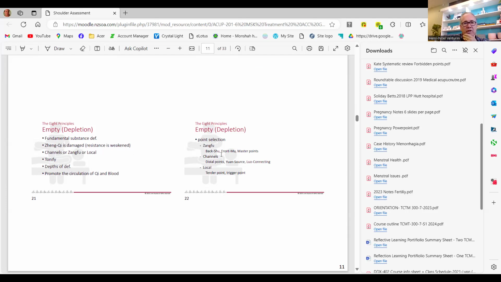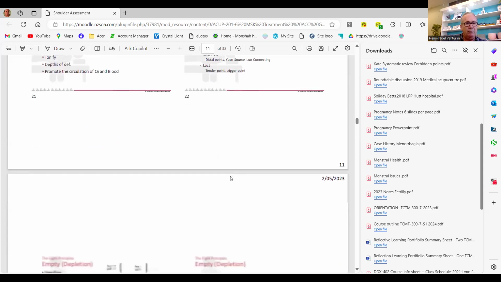So you're accessing the qi and blood, and the point selection is full, back shu, front mu, master points we talked about, and tender points are trigger points. This will help with depletion. Depletion means there's not enough. You need to build it up. You need to boost it.